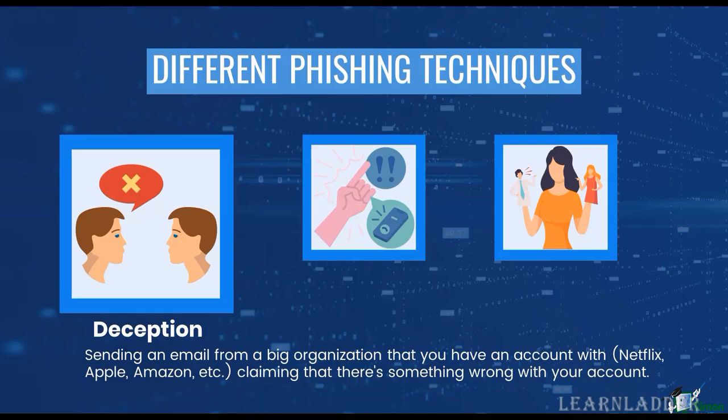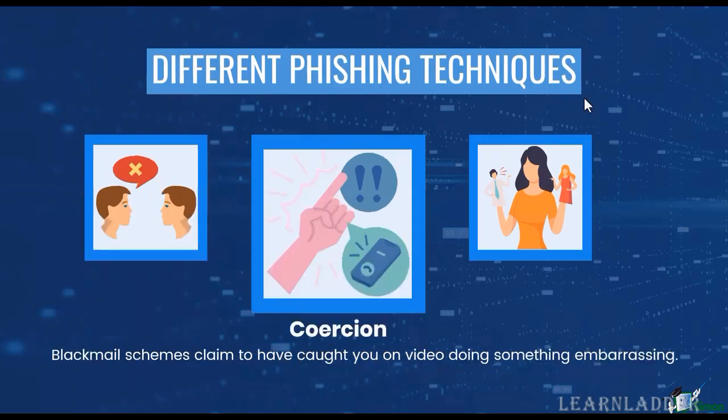You click on the link and it doesn't take you where you expect to go, and you end up handing over your login credentials to an attacker who can then use your account. Another way that phishers can trick people into doing what they want is via coercion. For example, there are blackmail phishing scams that sometimes mix coercion and deception.